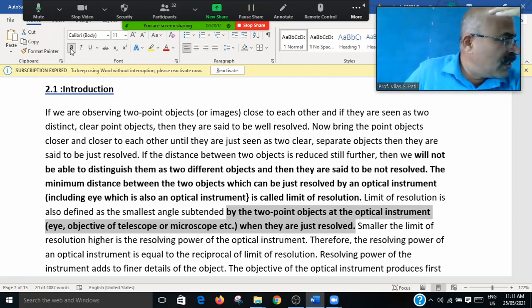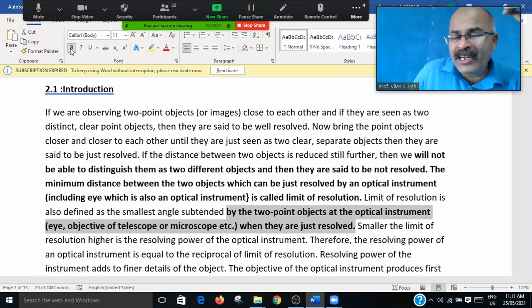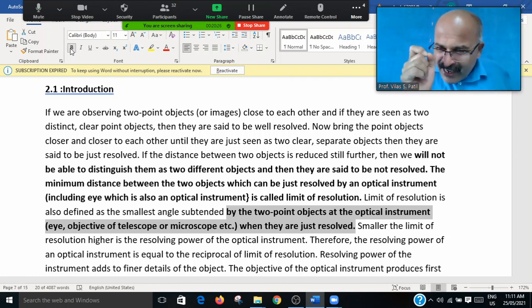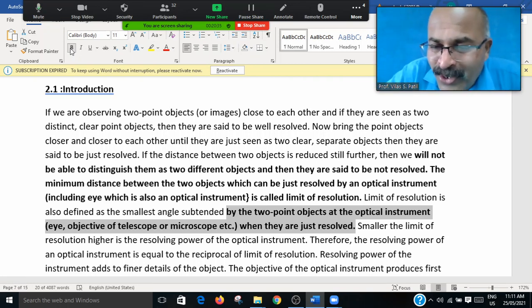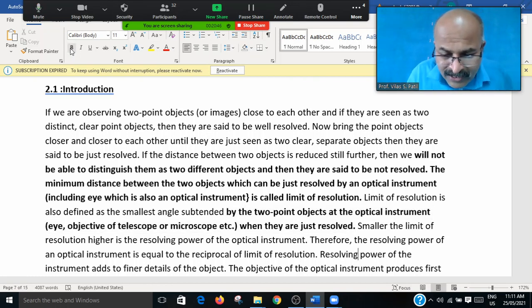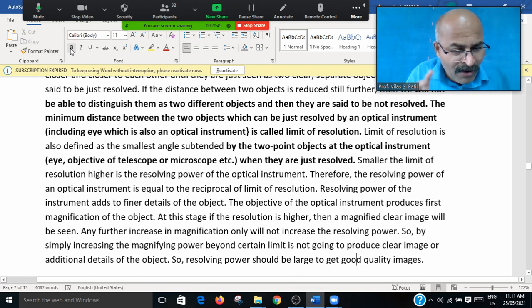Smaller the limit of the resolution, higher is the optical resolving power of the optical instrument. That is just a smaller resolution, smaller limit of the resolution hai tyachi ekdam kamit kami tyancha madhe just resolve hotana jo bajula karu shakto hai, distinguish karu shakto hai, jo tyacha vegle pan siddha karu shakto hai, tyala apan manto resolution. Ani smaller the limit of the resolution, higher is the resolving power of the optical instrument, and therefore the resolving power of the instrument adds the finer details of the object.